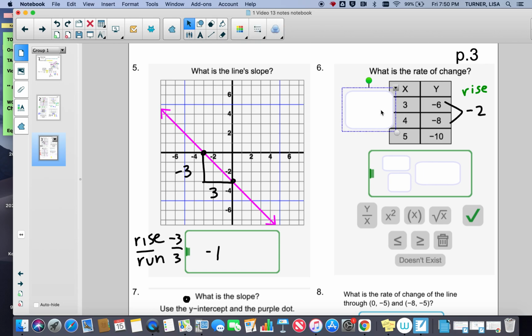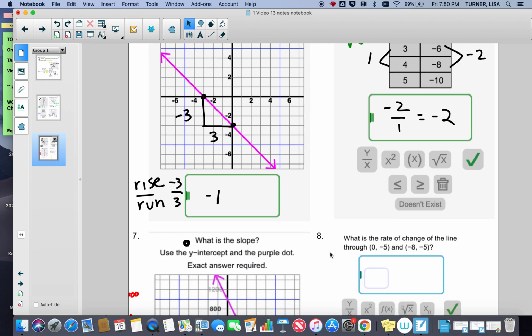And then I'm looking between the 3 and the 4. Well, that's a 1. 3 going up to 4 is a 1. So rise over run, right? And so I'm going to do -2 over 1. And my answer is going to be -2. So most likely I'll just type in a -2. To get more math, I'm looking for rise over run in the table. 2 more. Thank you so much.